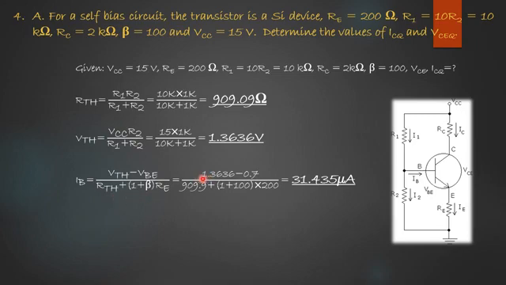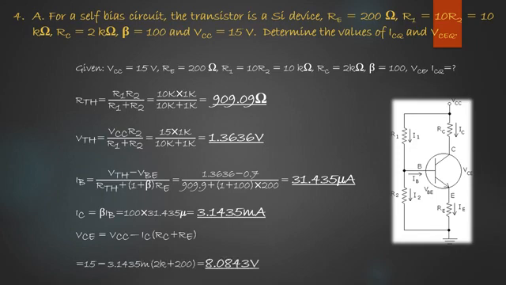The substitution of all these values, wherein we have found VTH and RTH, and VBE, if it is not given, we can assume it to be 0.7 volts, and RE and beta are given. The substitution gives us the value of IB to be 31.435 microamperes. Similarly, IC is just the multiplication of beta and IB, which gives us IC to be 3.1435 milliamperes. And VCE is VCC minus IC into (RC plus RE), which gives us a value of VCE to be 8.0843 volts.